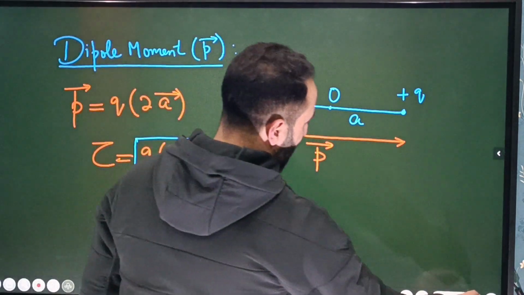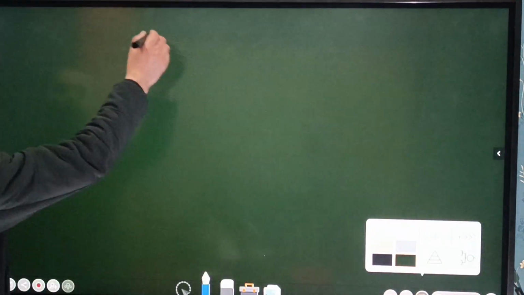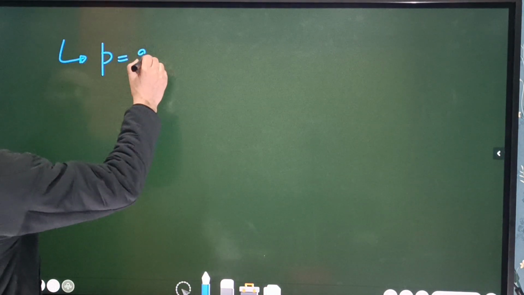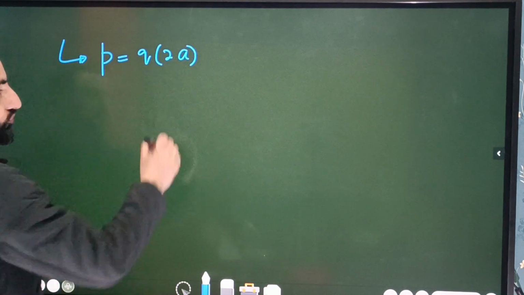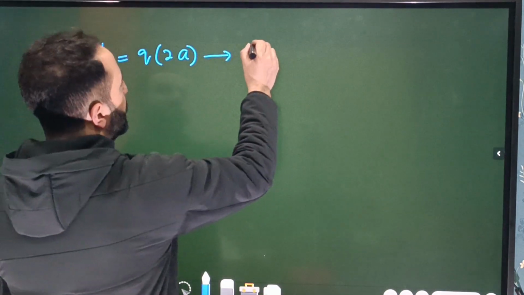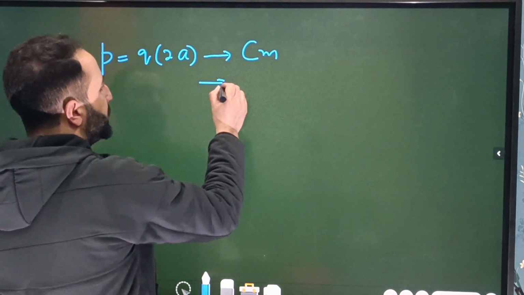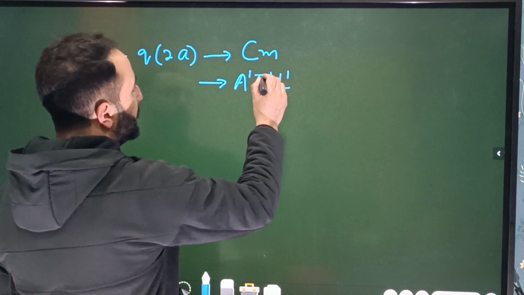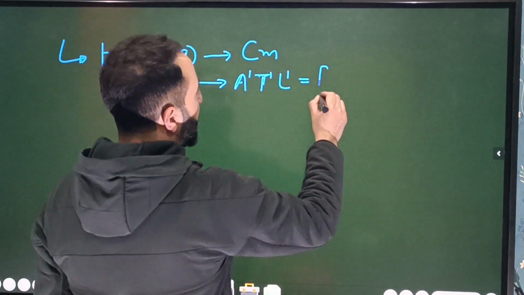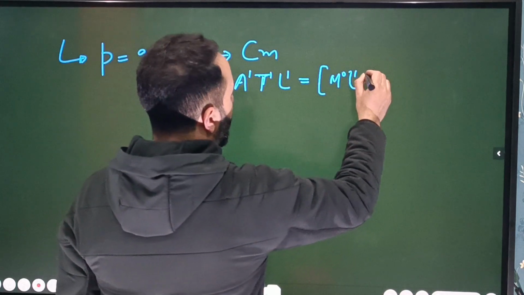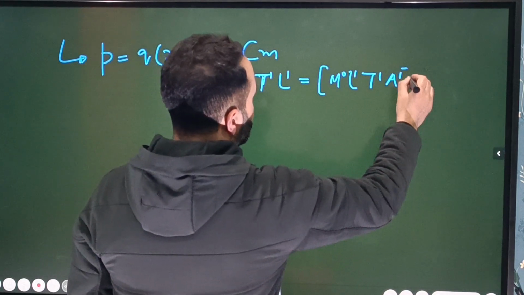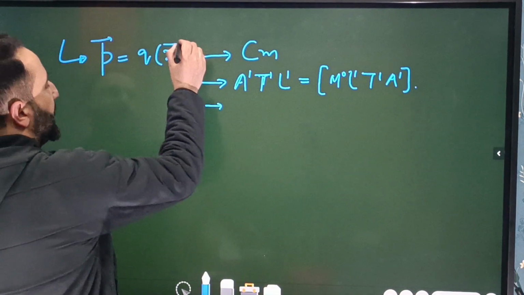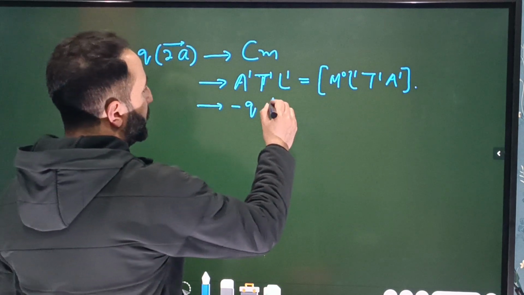Okay, next, pay attention here. What we have to write down is: what are the units and dimensions of P? P is equal to Q multiplied by twice A in magnitude. So what will be its SI unit? SI unit will be simply coulomb meter. What about the dimensional formula? That will be A1, T1, and L1. Or you can write it like this: the dimensional formula is M0, L1, T1, A1. And since it's a vector quantity, it is directed from minus Q to plus Q.